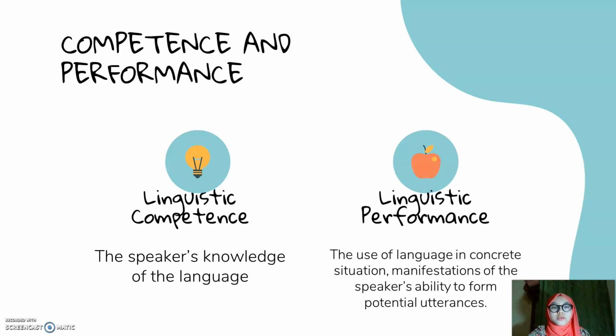Second is linguistic performance. The use of language in concrete situations, manifestation of the speaker's ability to form potential utterances. Performance thus encompasses utterances, and an utterance can be a sentence if it is well formed, representation of sequences that are found in concrete situations and that the linguist must base their observation on.